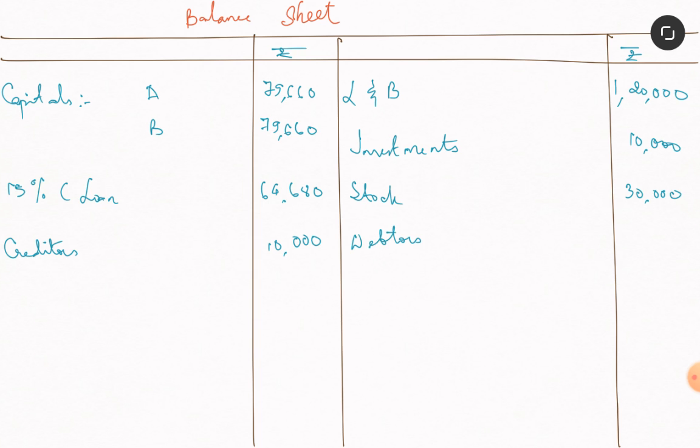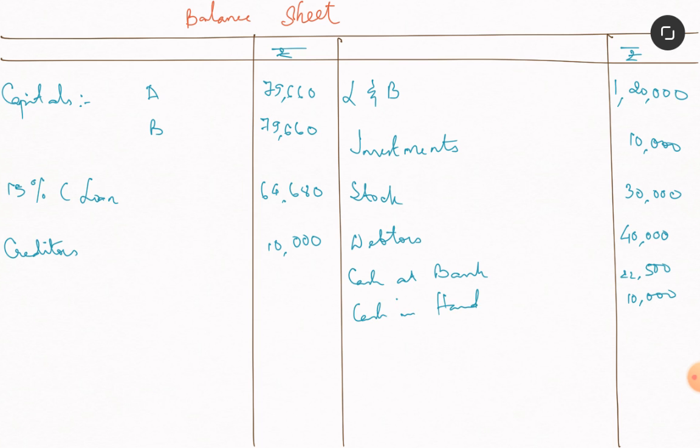And then we have debtors. In case of debtors, it was originally 40,000 and there was no change. So we're recording the original figure, rupees 40,000. And then you have cash at bank. There was no transaction relating to cash in hand, cash at bank. So it's given as 22,500 from the old balance sheet. Similarly, in case of cash in hand also. In case of cash in hand, it was 10,000. We're recording the same amount.